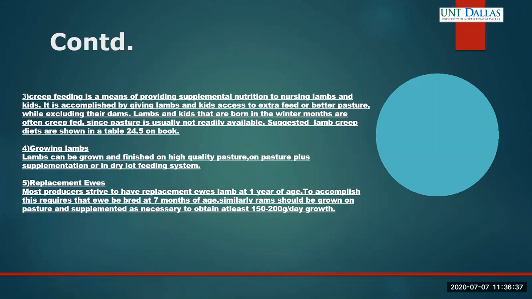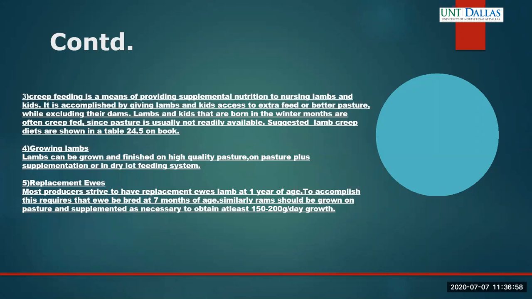They can be grown and finished on high quality pasture, on pasture plus supplementation, or in dry lot feeding systems, because it also depends on the type of system that's used. It will depend on the desired marketing time that can be made in a dry lot, or the type of lamb that has to be sold.